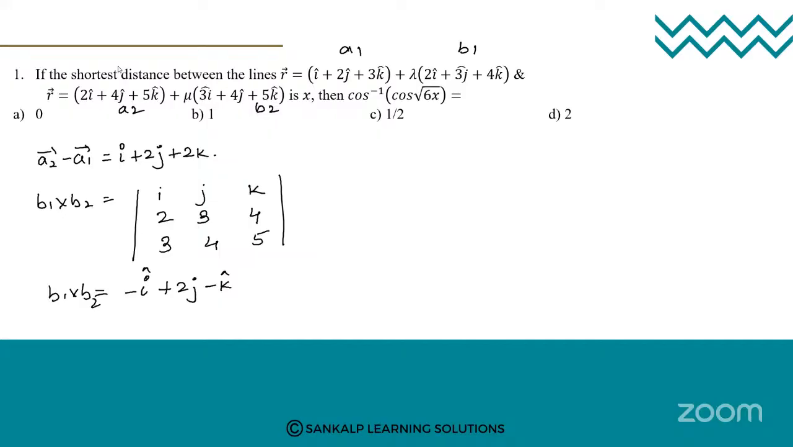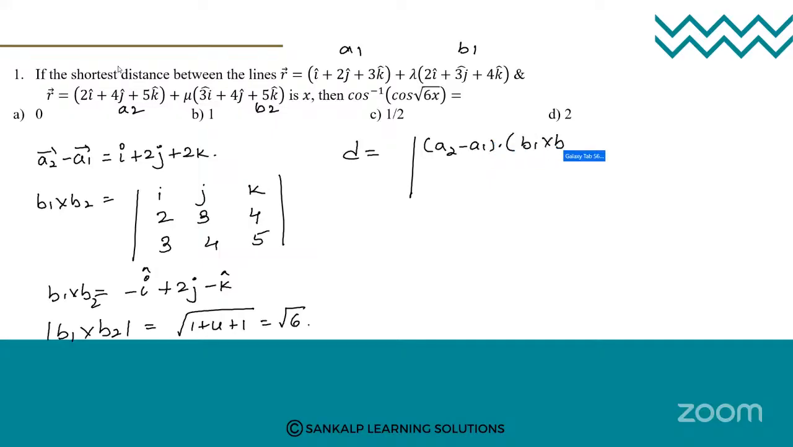A2 minus A1 is, okay. Also we want the magnitude of this B1 cross B2. So this is 1, 4, 1. That will be root 6. Correct? Okay. What do we need now? D equals, okay. So this is A2 minus A1 dot B1 cross B2 divided by magnitude of B1 cross B2. Yes?